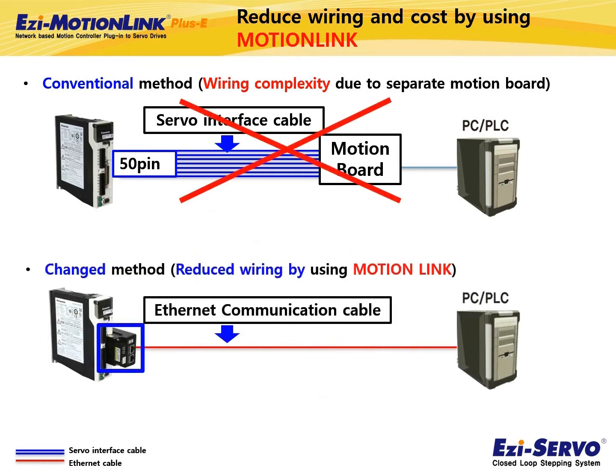This eliminates the existing complex wiring bundles from AC servo to motion board through cables. By using a one-axis motion controller called Motion Link, you can control 5-axis AC servo with an API provided by Fastech with only an Ethernet communication cable without a separate motion board.